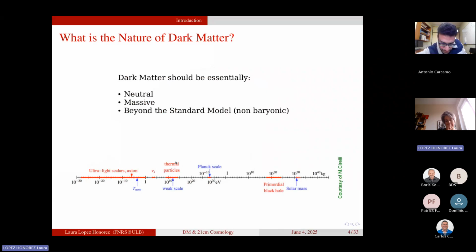So at the end of the day, in this talk, I'm going to focus on particle dark matter, in an energy range going from a few electron volts to, say, a few hundreds of GeV.